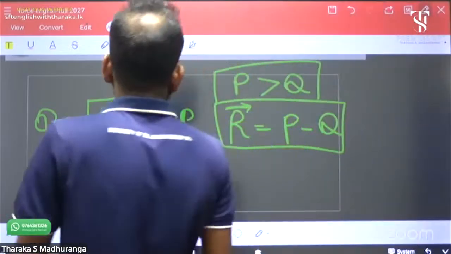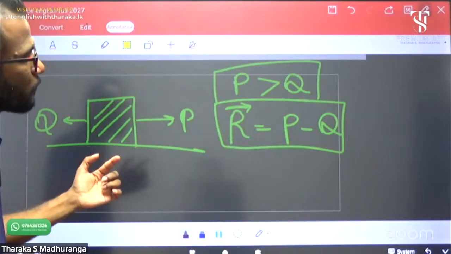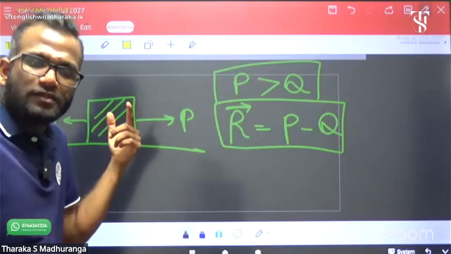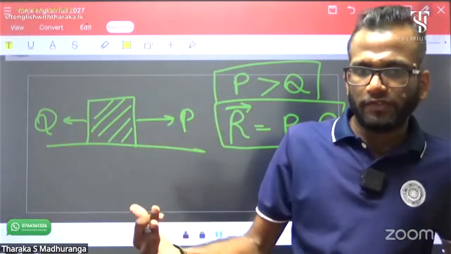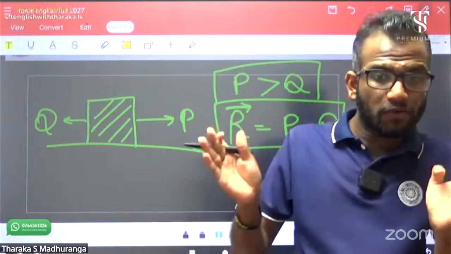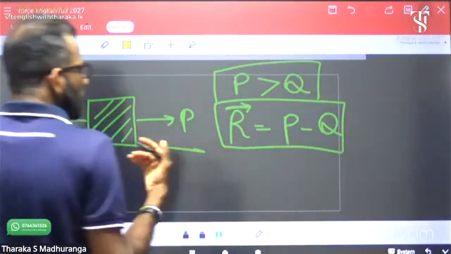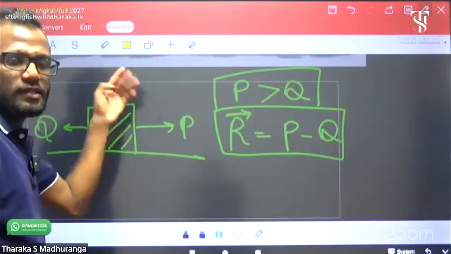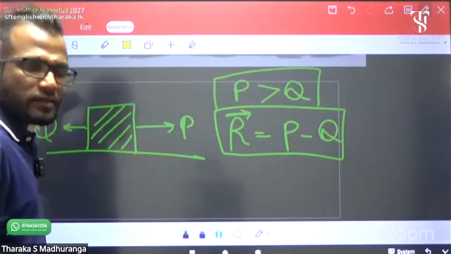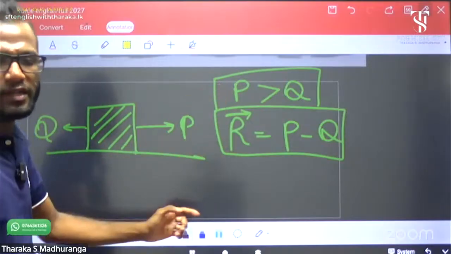Two forces acting along opposite directions. How to get the resultant force? Resultant force means a single force, a single force that can replace both of these. That is the resultant force. It is P minus Q. Always the resultant force direction is the same as the higher force direction, the greater force direction.